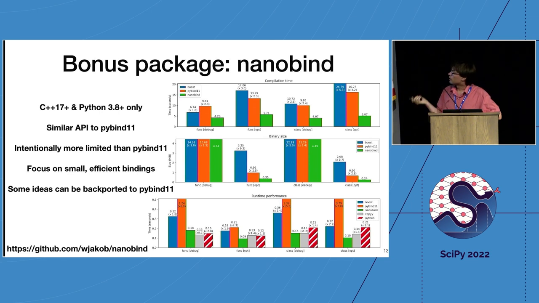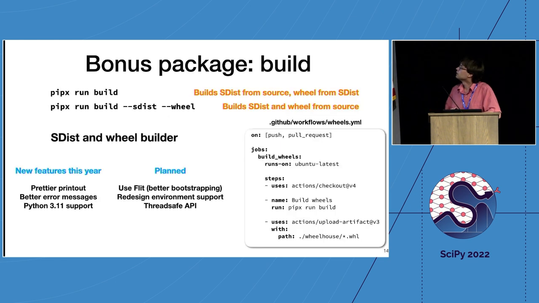So if the binding compile time or binding file size is important, let's say if you have a really small project and this is something that really matters to you. If you're doing a large project and this is like 5% of your total compile time and 5% of your total size, then obviously there's not as much benefit. But this does much better in those three key areas: runtime performance, binary size, and compilation time. And some of these ideas can be and are being backported to PyBind11 as well. So definitely something to check out.